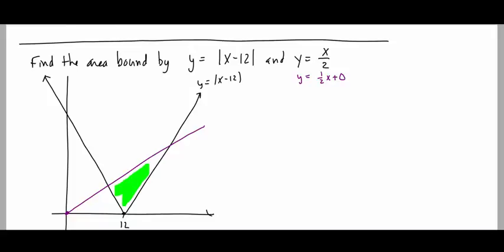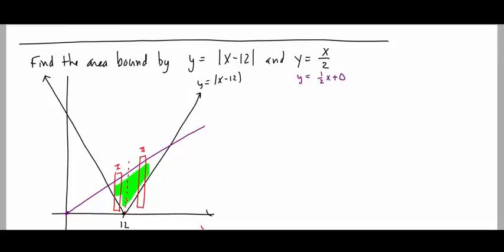So it looks like to me I definitely would like to use vertical rectangles again, because if I use horizontal rectangles I'd have to solve this for x in terms of y. I don't want to do that. So I'm going to use vertical rectangles. I'm going to have two regions though. So here's region 1, and then here's region 2.